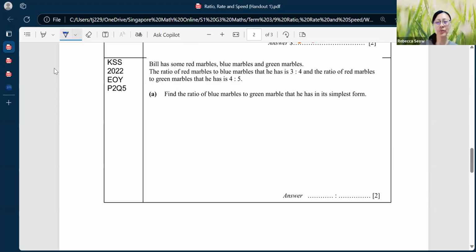KSS 2022 EOY, Paper 2, Question 5. Bill has some red, blue, and green marbles. The ratio of red marbles to blue marbles that he has is 3 to 4, and the ratio of red marbles to green marbles that he has is 4 to 5. Find the ratio of blue marbles to green marbles that he has in its simplest form.